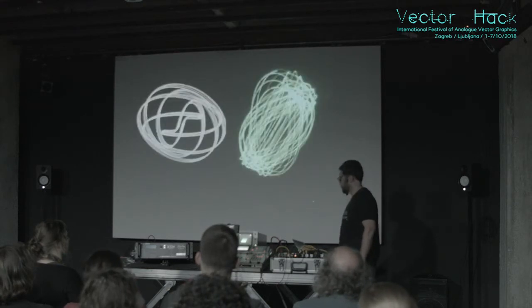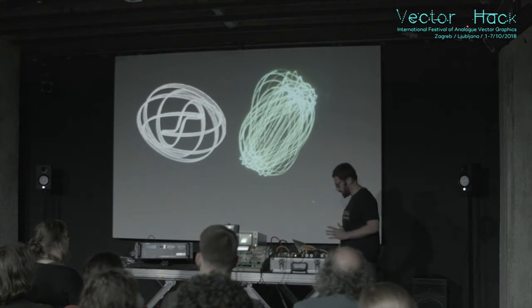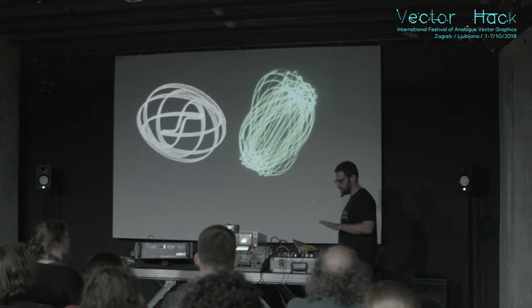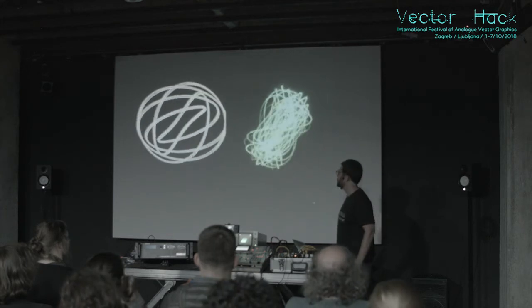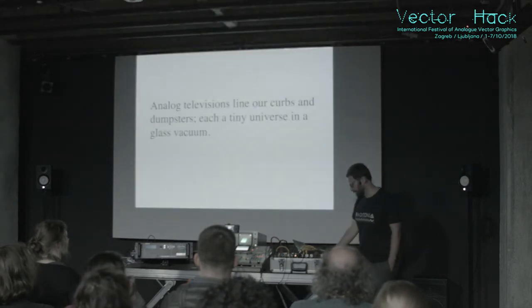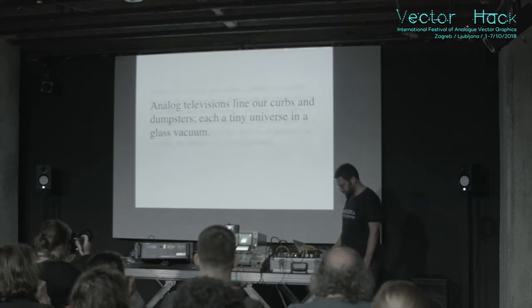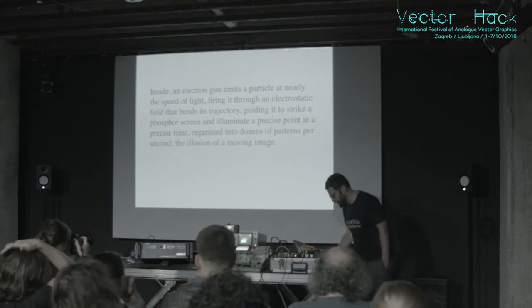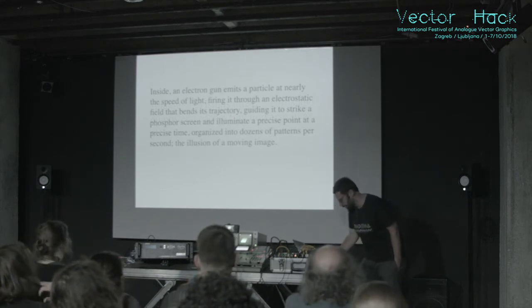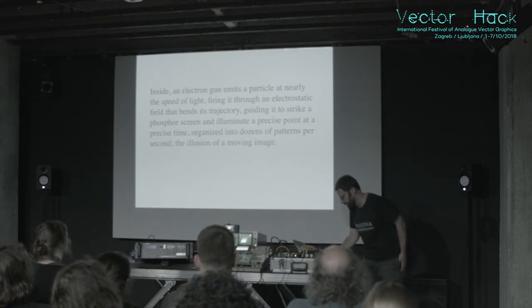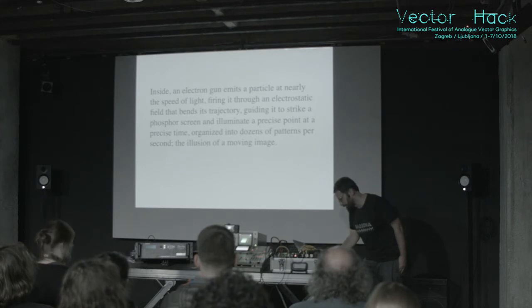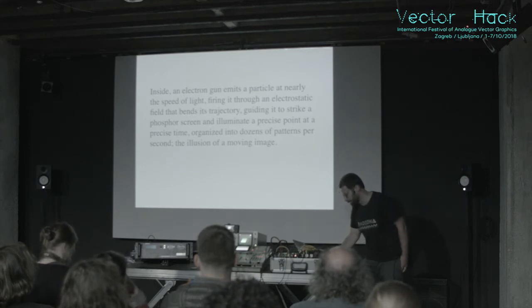So, what happened? I'm going to close with something poetic about all this stuff. And then hopefully we'll have a few minutes just to play around with the tools while we switch over. Analog televisions, lined up at curbs and dumpsters, each a tiny universe in a glass vacuum. Inside, an electron gun emits a particle at nearly the speed of light, firing it through an electrostatic field that bends its trajectory, guiding it to strike a phosphor screen and illuminate a precise point at a precise time, organized into dozens of patterns per second, the illusion of a moving image.